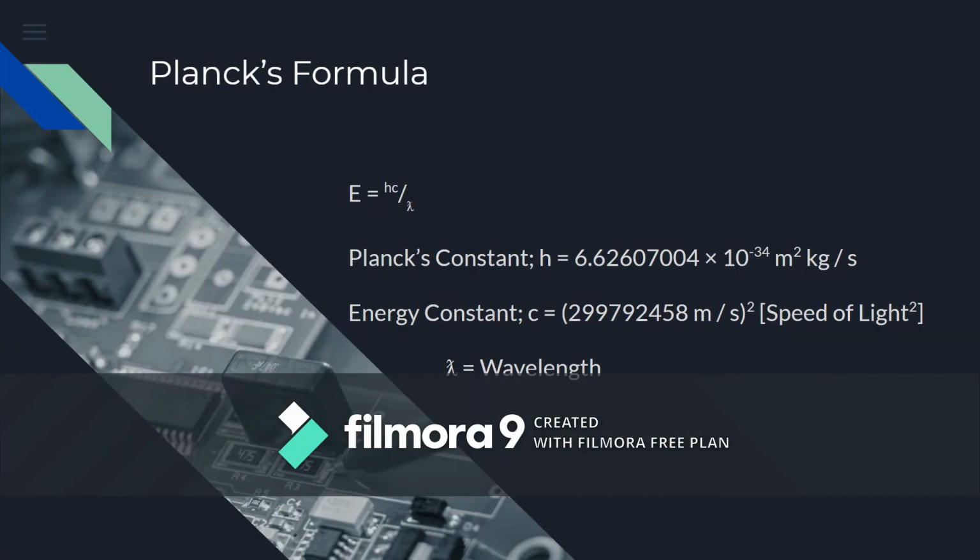Planck's formula is defined as E equals hc over lambda, where Planck's constant h is equal to 6.62, etc., times 10 to the negative 34 meters squared kilograms per second, while the energy constant c is equal to the speed of light squared, and lambda is the wavelength. Now, this applies to all forms of waves.